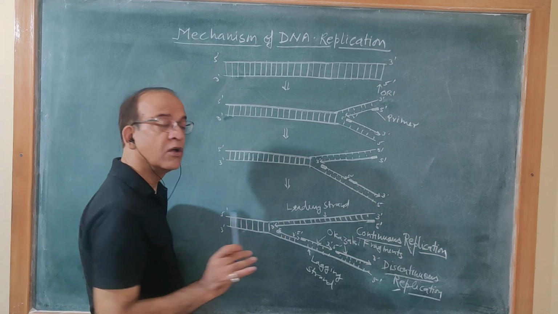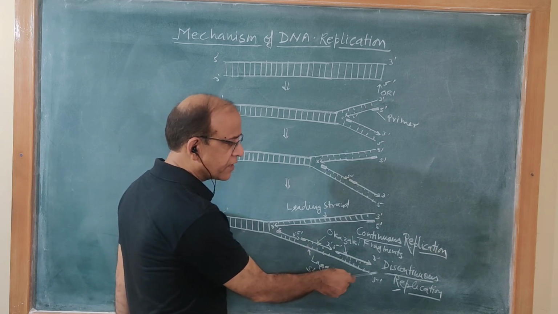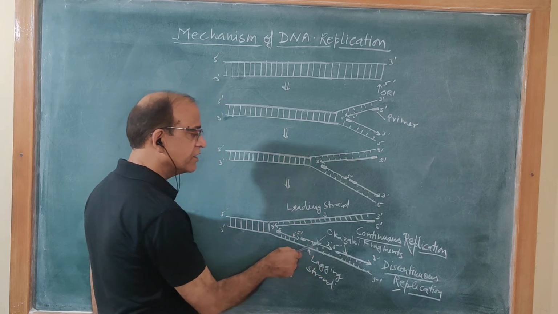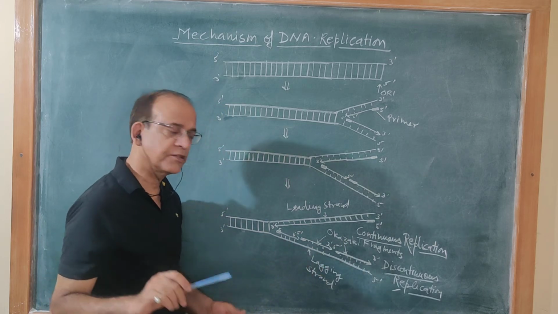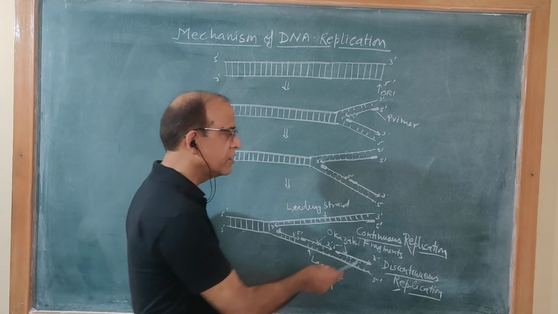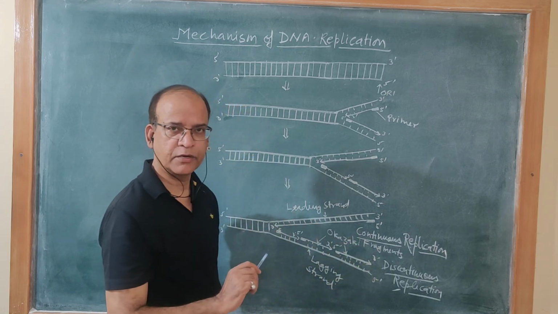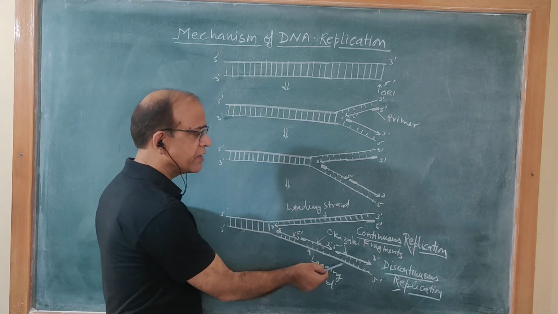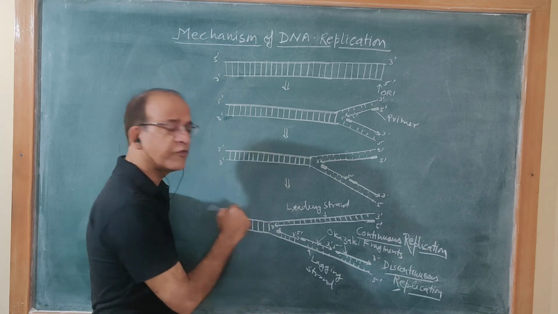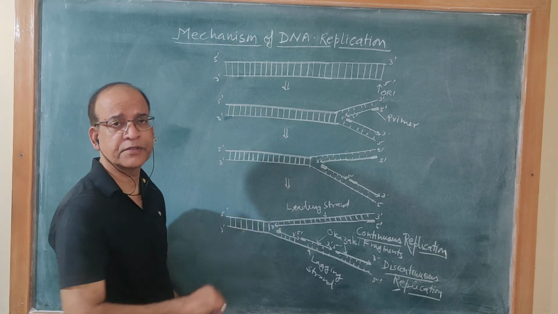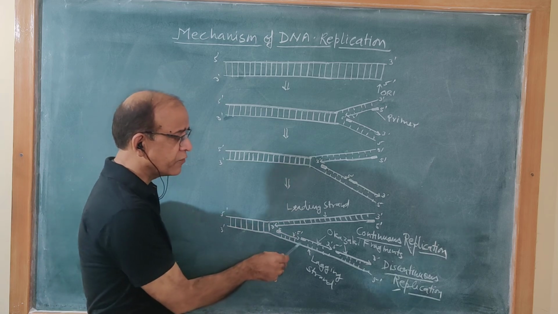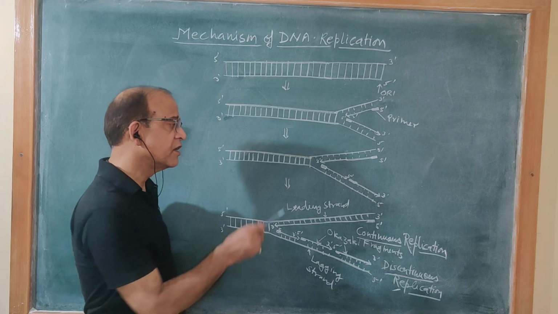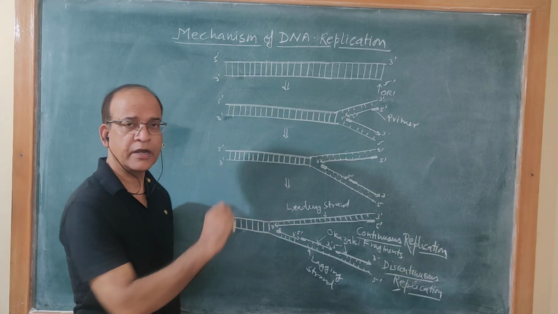Now the other strand, whose 5' terminal is towards ORI, is where the DNA is synthesized in small pieces. This synthesis of DNA is called discontinuous replication. So you can compare what is continuous replication and what is discontinuous replication. The strand of DNA on which discontinuous replication occurs is called the lagging strand. So you must be able to differentiate which one is the leading strand and which one is the lagging strand.